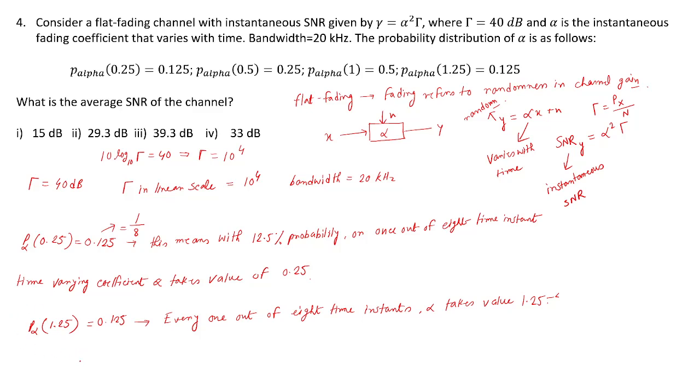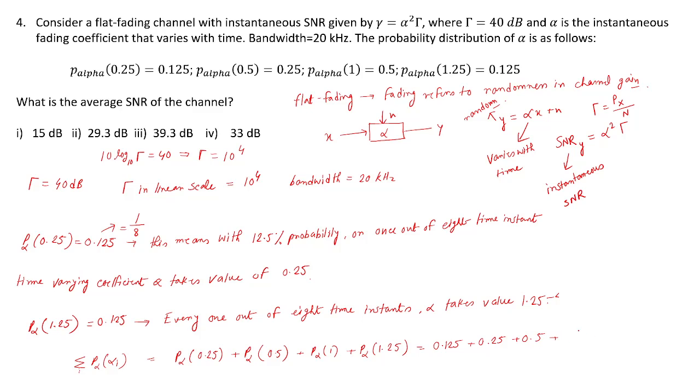Now when you sum up all these alphas, sum of p alpha of alpha i over all i, that is p alpha of 0.25 plus p alpha of 0.5 plus p alpha of 1 plus p alpha of 1.25. You sum all these probabilities up to check whether it's a valid probability distribution or not.